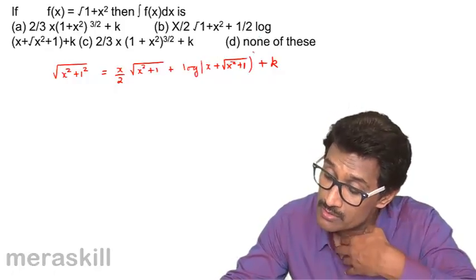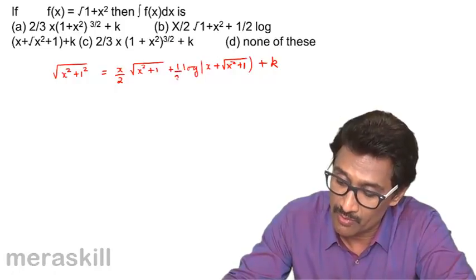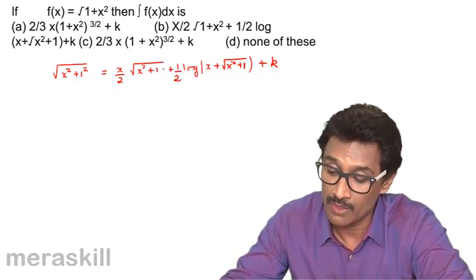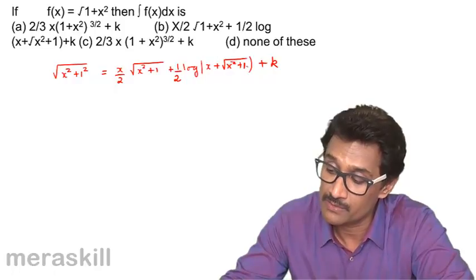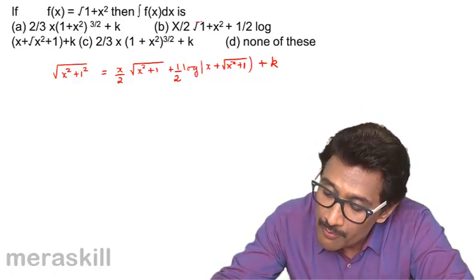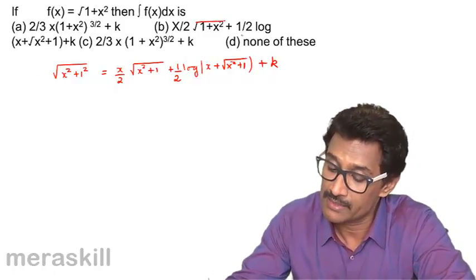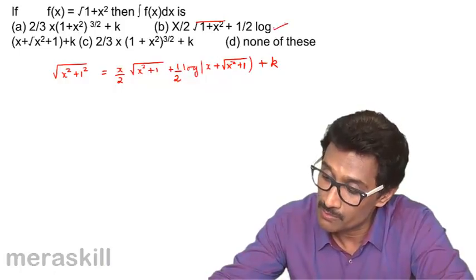So it's going to be also a square by 2. We missed that a square by 2, which is going to be 1 by 2. A is 1, a square. So half log x plus root x square plus 1 plus k. So it's going to be option number B, right? So option number B is our answer.